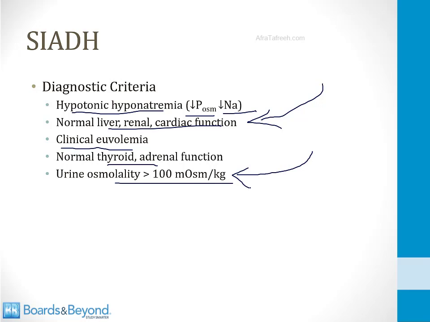Remember, in hyponatremia, the urine should be maximally dilute, indicating the kidneys are dumping as much water as possible. Maximally dilute urine has an osmolality of about 50 or so, so if the urine osmolality is greater than 100, that implies something is wrong, and that's one of the criteria for SIADH.